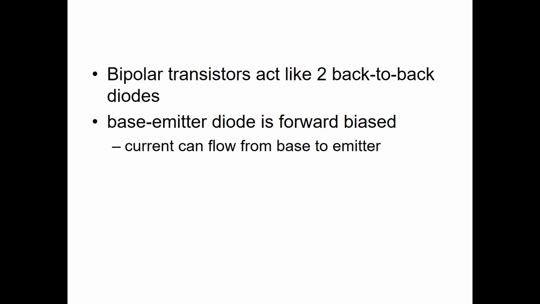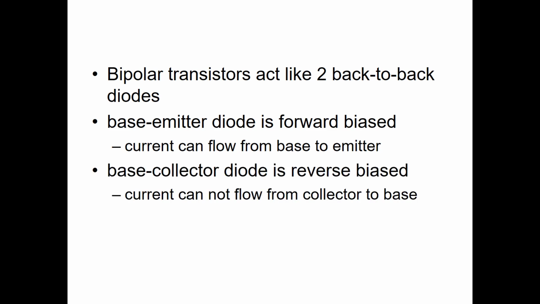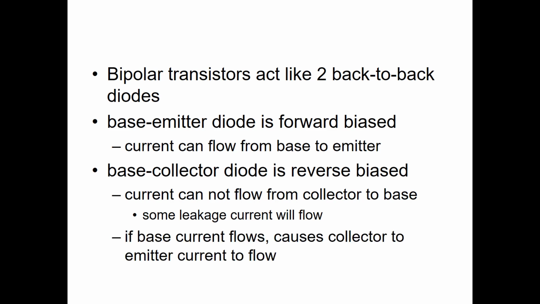If we think of it as two back-to-back diodes, the base emitter diode is forward biased, so current can flow from the base to the emitter. But the base to collector diode would be reverse biased, so current cannot flow from the collector to the base. In a perfect world, that's how it would work. No component is perfect, so some leakage current will flow. If the base current flows, that causes the collector to emitter current to flow.